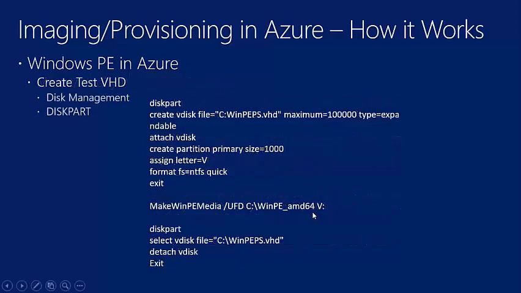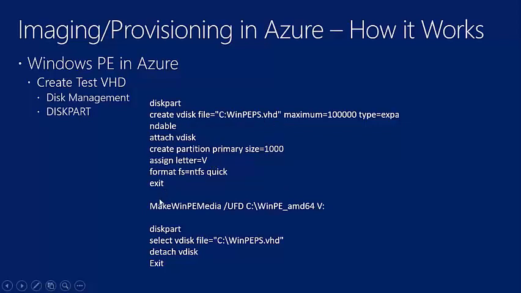All right, and then after that, we're going to create the test VHD. Now I can do that a couple of ways. I could use Disk Management, or I can just go and use DiskPart directly, but essentially what I'm going to do is create my virtual disk. You see the name of it here, provision it, partition it, assign the drive letter, and then exit.